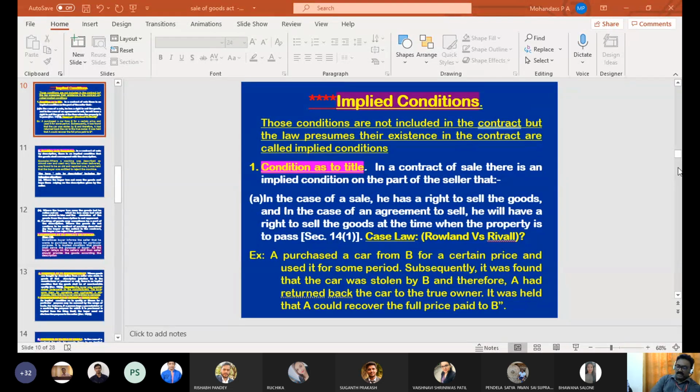Implied condition as to title. What's the meaning of it? When a seller sells a product to a buyer, the seller should have the ownership of it. Otherwise, it is a violation of implied condition as to title. What is the next one?